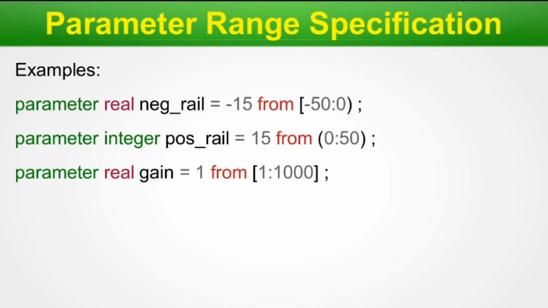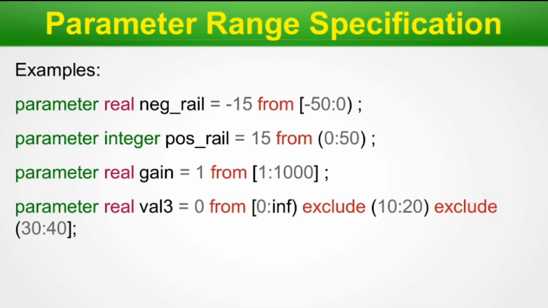The next one is real gain. Gain here, the static value is 1 and the range is specified here as 1 up to 1000, and both 1 and 1000 are included in the range. So that means values can be equal to 1 as well as equal to 1000 and any value in between.